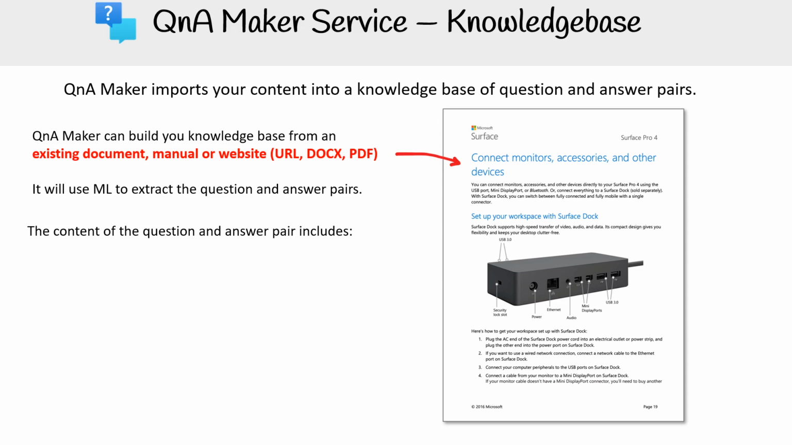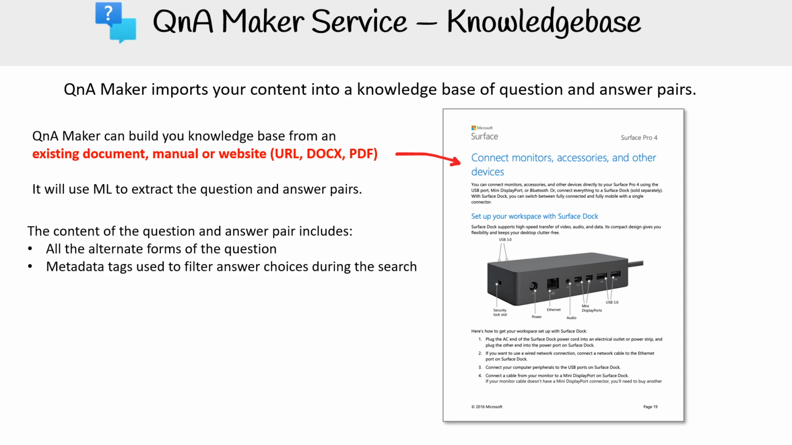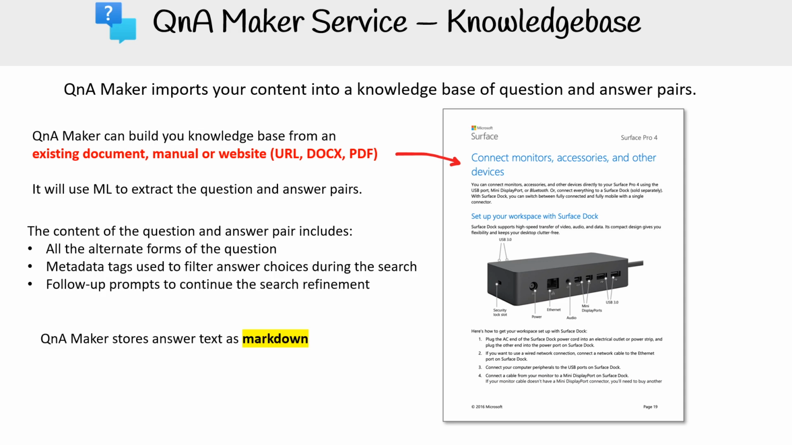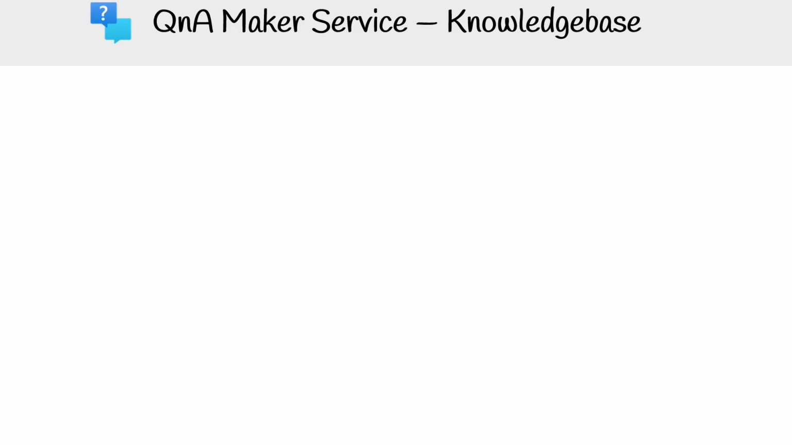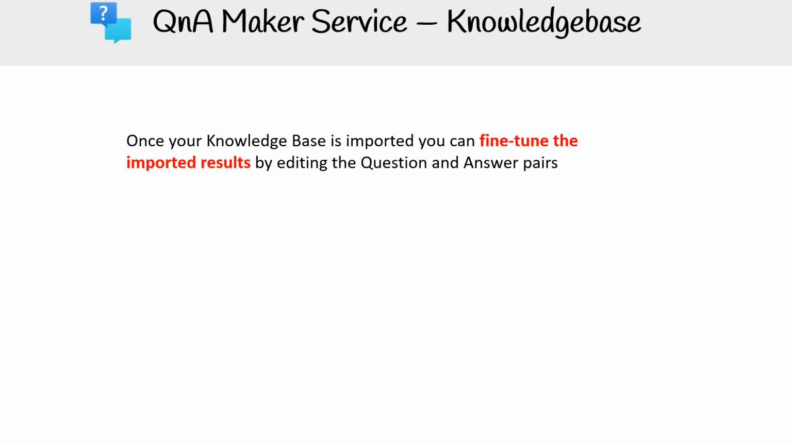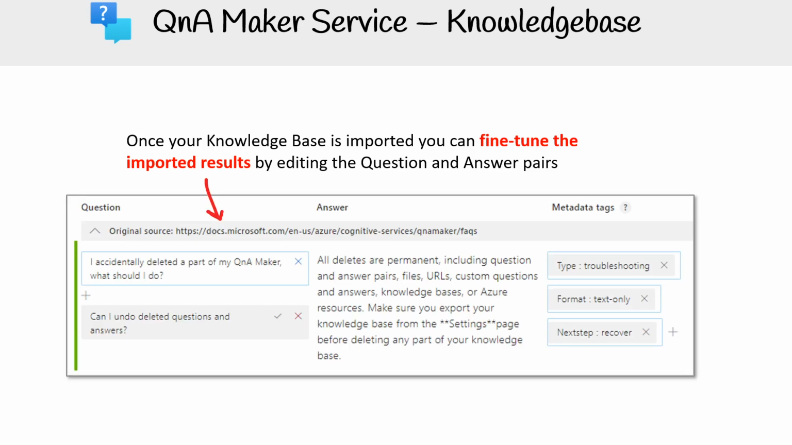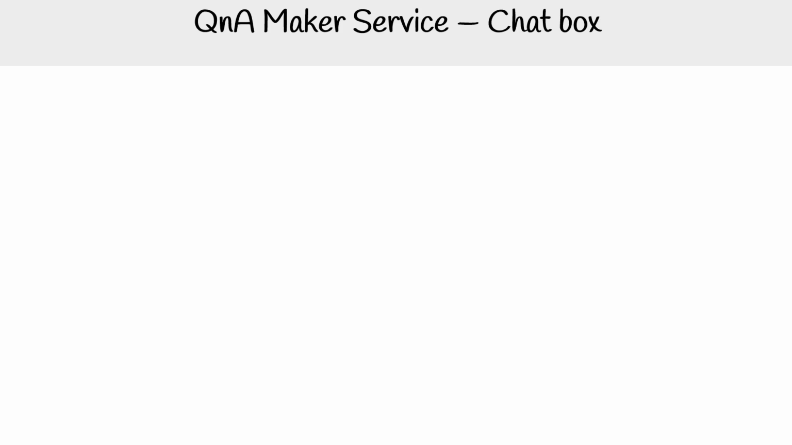The content of the question and answer pairs includes all the alternate forms of the question, meta tags used to filter choices during the search, and follow-up prompts to continue the search refinement. QnA Maker stores answer text in Markdown. Once your knowledge base is imported, you can fine-tune the imported results by editing the question and answer pairs, as seen here.